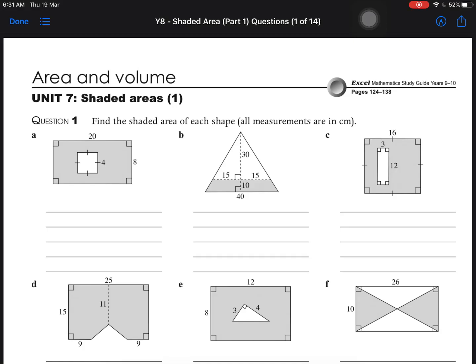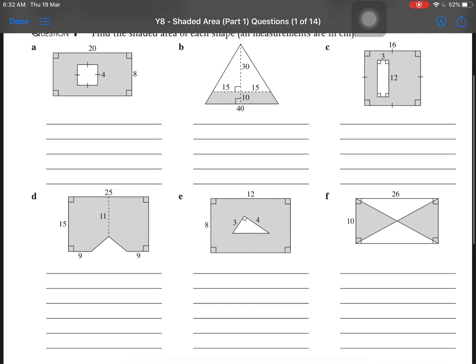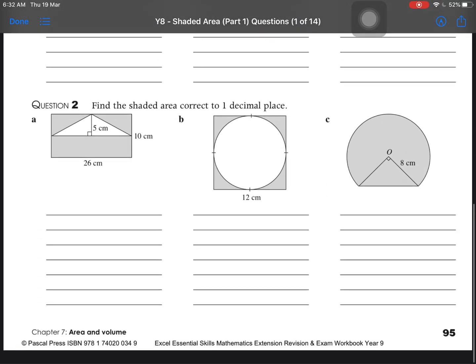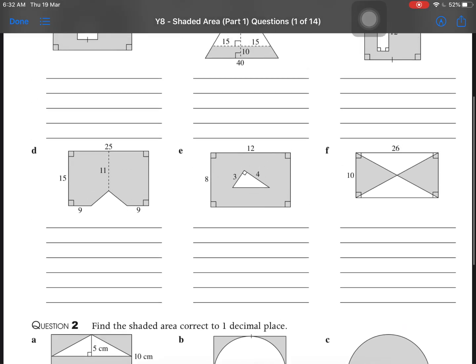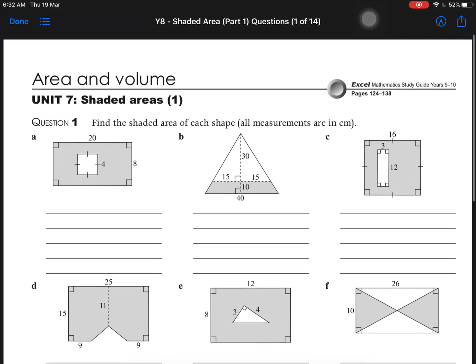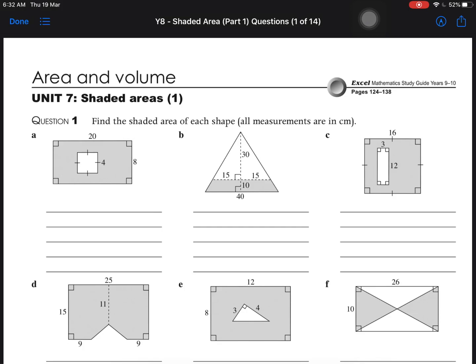Okay, hello. I'm creating this video to help you solve some of the questions about shaded area. I'm not going to explain each and every one of them, but solving a few which more or less have a similar concept might help you to work on it better.